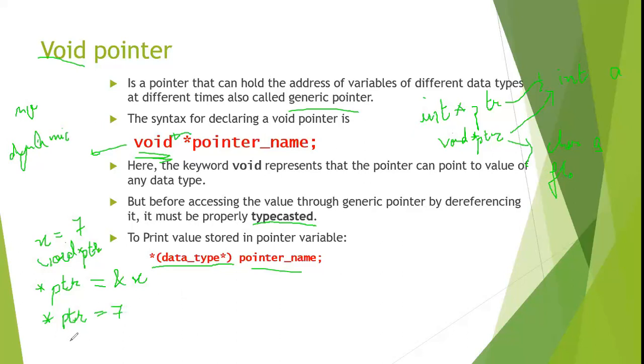But if I want to assign a new value, let's suppose 8, in that case I will not write it like this. This will give me an error because the pointer is of which data type? Void. So while assigning a new value, I have to do the typecasting. How can I do it? I'll say *(int *)ptr equals 8. This is called typecasting. I hope it's clear to all.